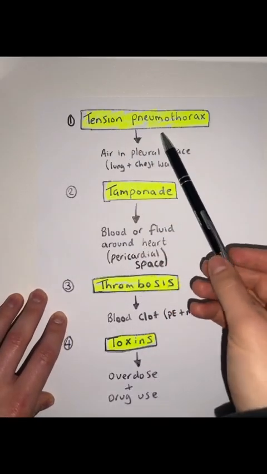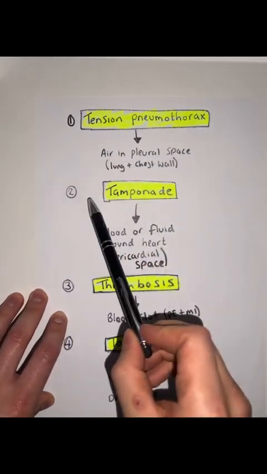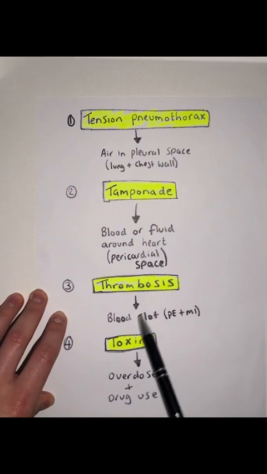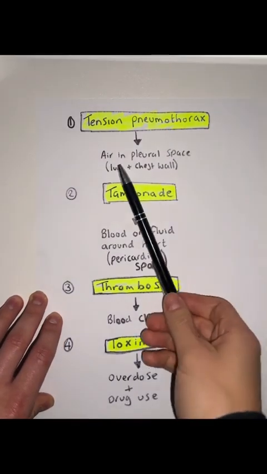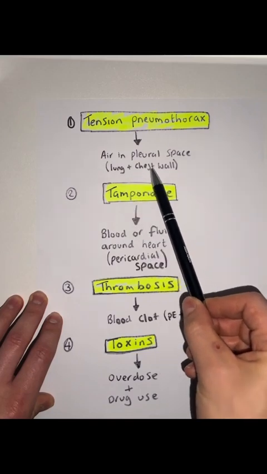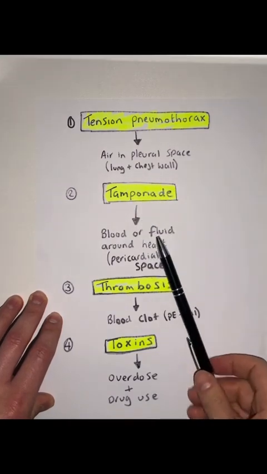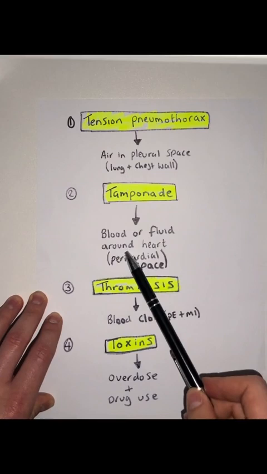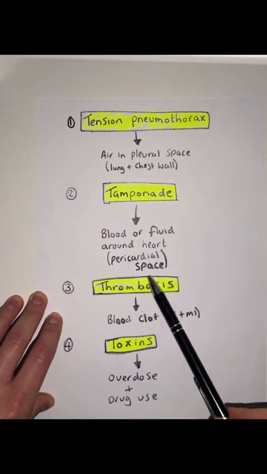Your 4 T's are your tension pneumothorax, your cardiac tamponade, your thrombosis, and your toxins. Tension pneumothorax is air in the pleural space, which means you have air in between your lung and your chest wall. A cardiac tamponade is blood or fluid around the heart, and we call this the pericardial space.